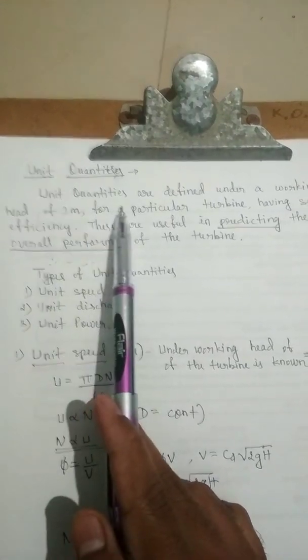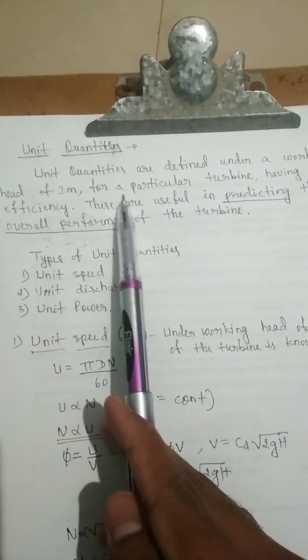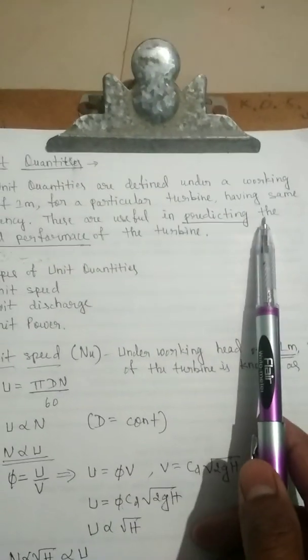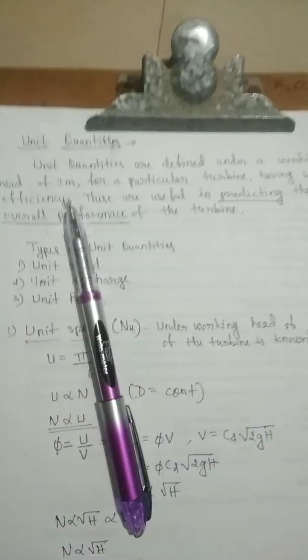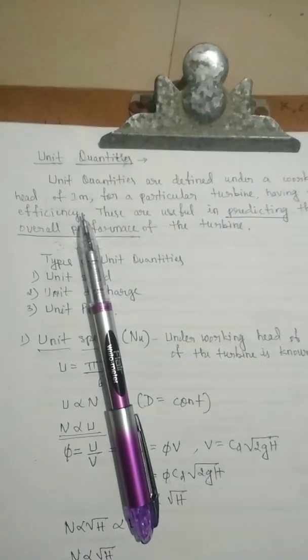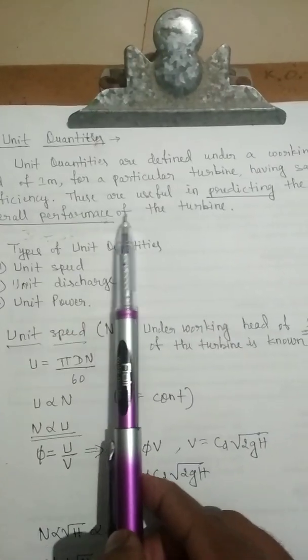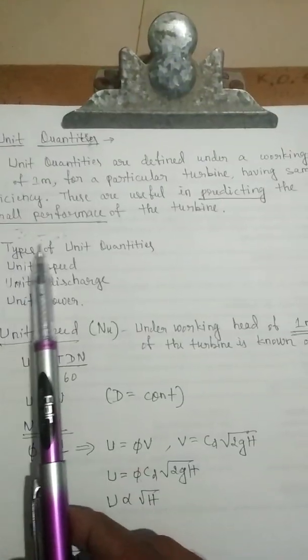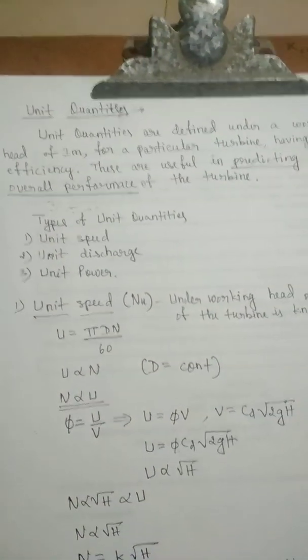So unit quantities are defined under a working head of 1 meter for a particular turbine having the same efficiency. Here, efficiency meaning the efficiency will not change with respect to variation in head. These are useful in predicting the overall performance of the turbine.